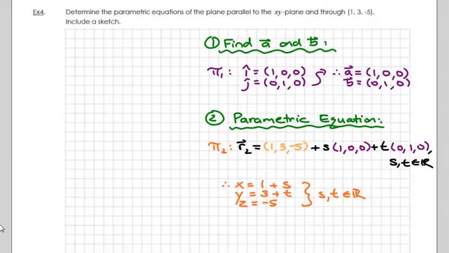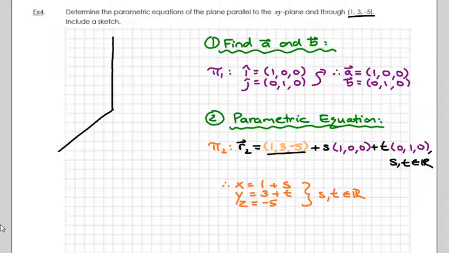And finally, the last one is pretty much asking you the same thing. Determine the parametric equations of a plane parallel to the xy plane, and they're going to give you a point that they want it through. So already you know that your point is going to go right here. The only problem is your direction vectors. If I decide to draw this, and I'm sorry if this is really messy, that's your z, this is your y, and your x.